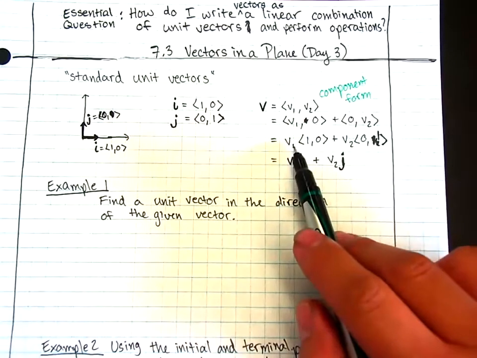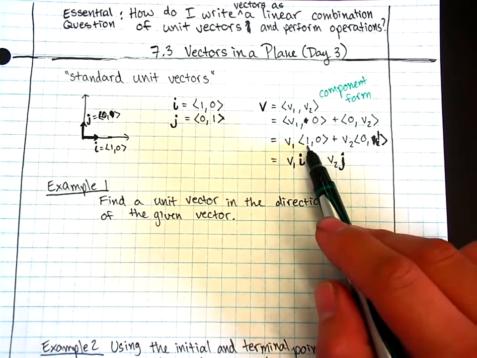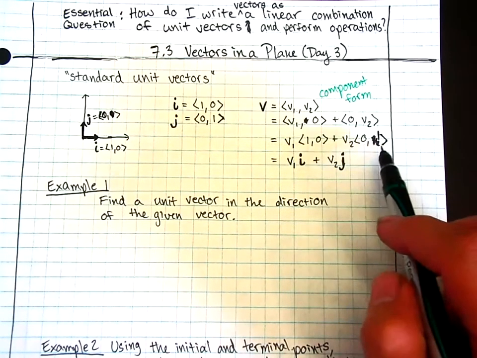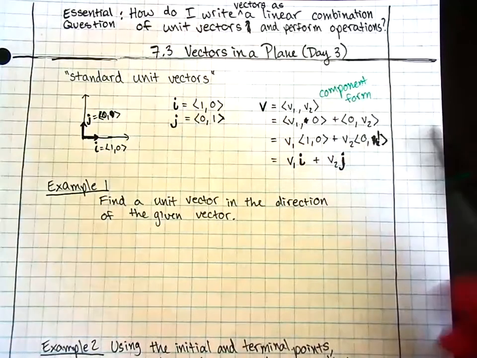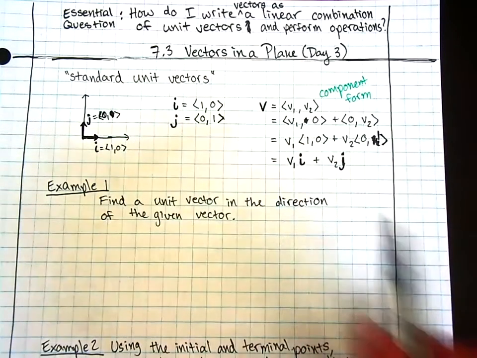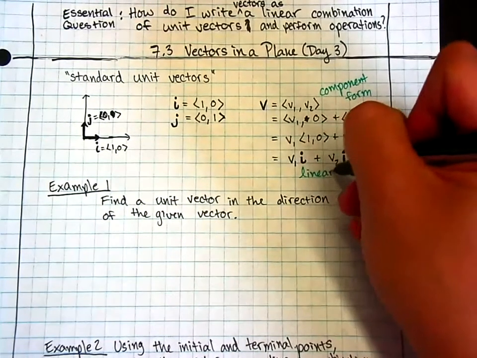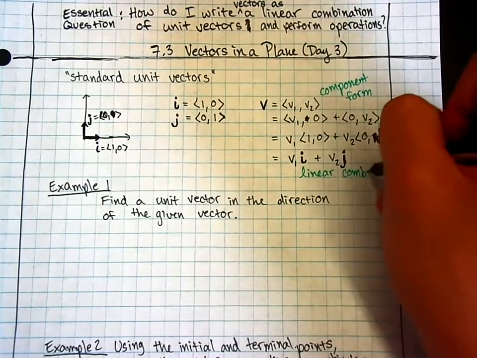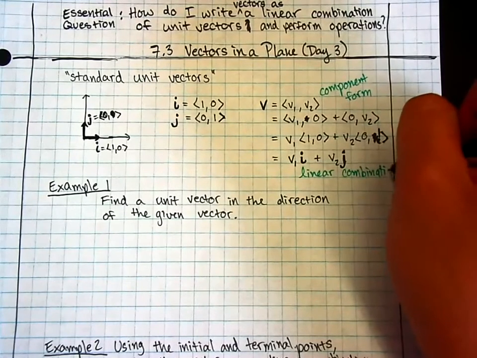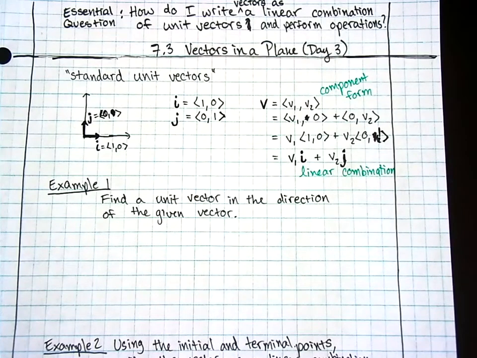Once you factor out the scalars, we notice that we end up with the unit vectors <1, 0> and <0, 1>. We're going to call these unit vectors i and j throughout our problems. So this right here is the linear combination, and that's how we're going to be representing all of our answers in today's examples. So make sure that you're incorporating i and j into it, okay?